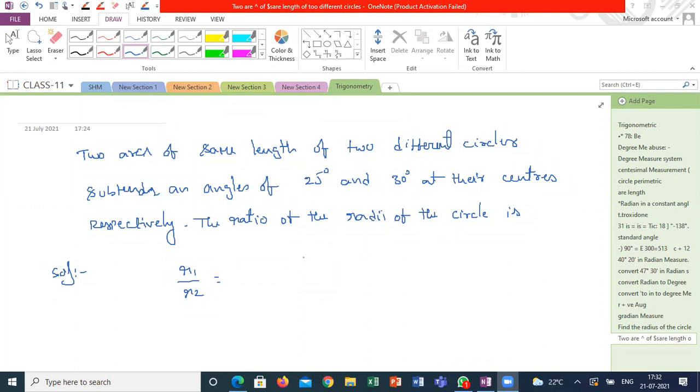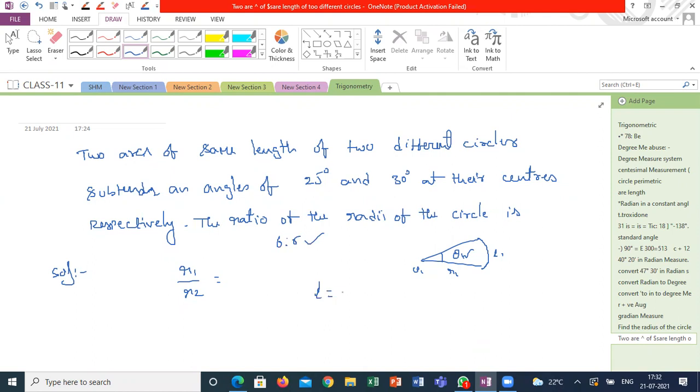Please. The only data is that the length of the arc is the same, and the angle subtended. That means if I represent it with a diagram, this is circle 1, with L1 and theta 1. Theta 1 is given. Sir, is it 6:5? 5/6? What is the answer? Sir, 6:5. 6:5 is the right answer.